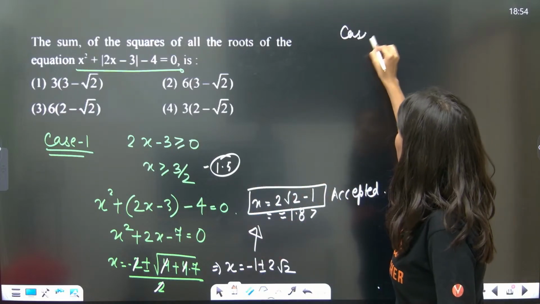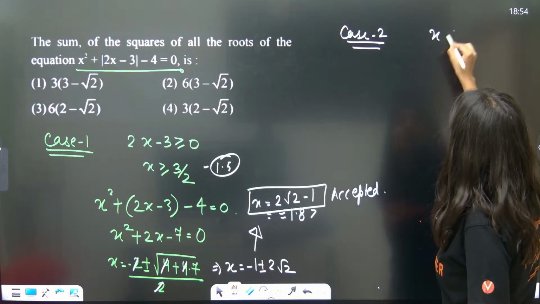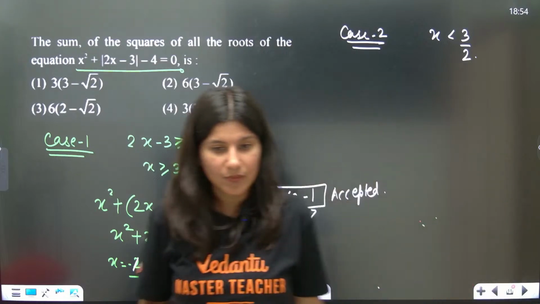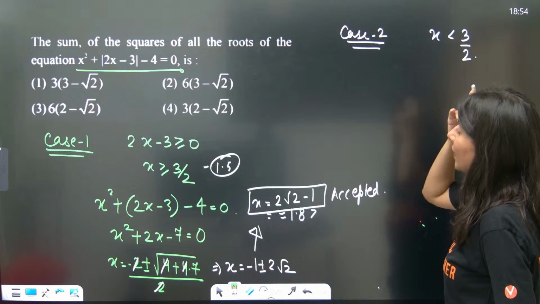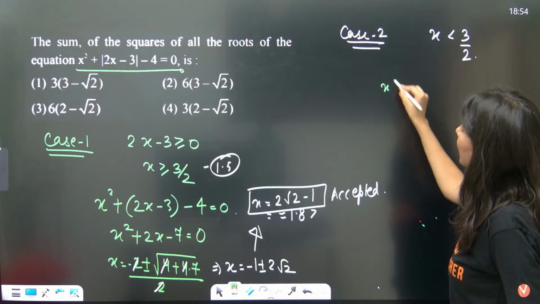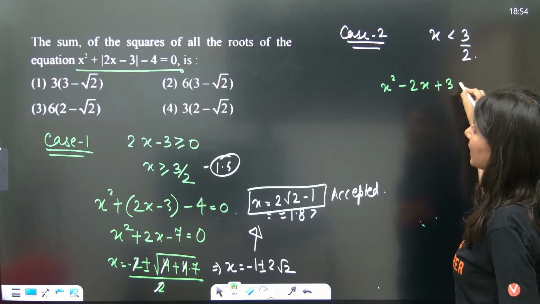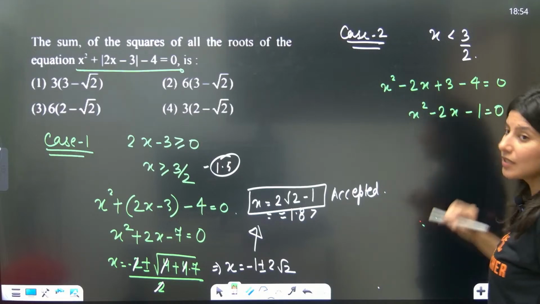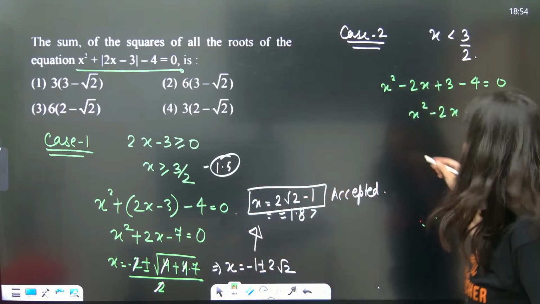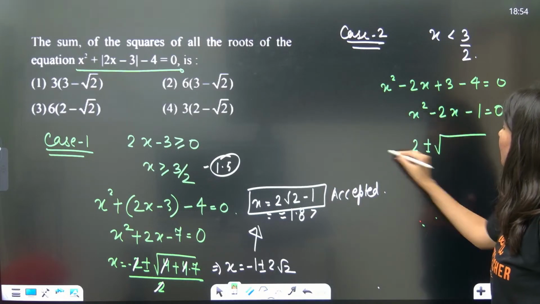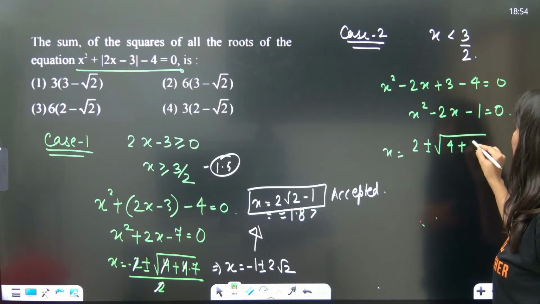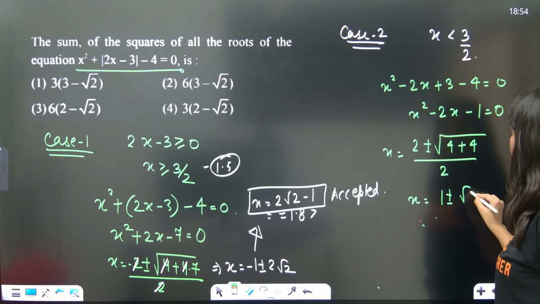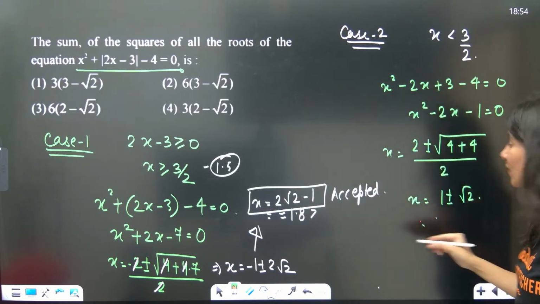Now same we have to take case number 2. X is less than 3 by 2. X is less than 3 by 2. Okay. Now when x is less than 3 by 2, what will happen? Tell me. The modulus will get open with a negative sign. So x square minus 2x plus minus 1 equals to 0. Okay, so here, from here also, 2 plus minus square root of b square, that is 4 plus 4 upon 2. So x will be equals to 1 plus minus root 2. So obviously now x is less than 1.5.